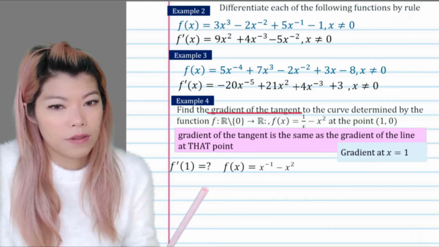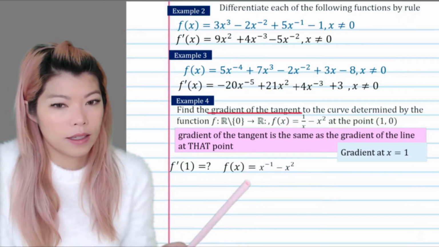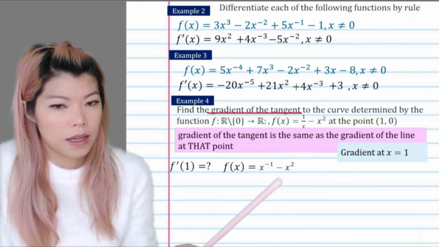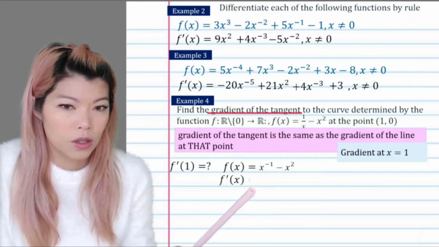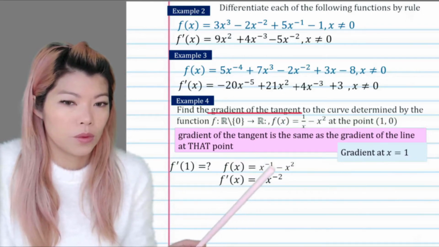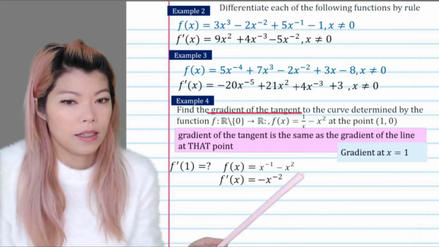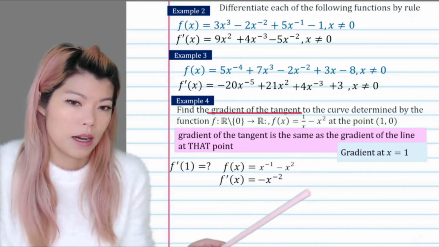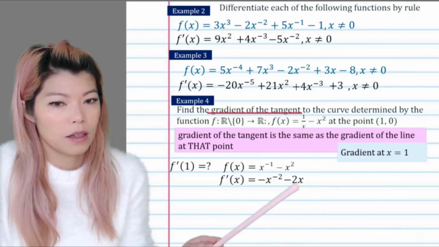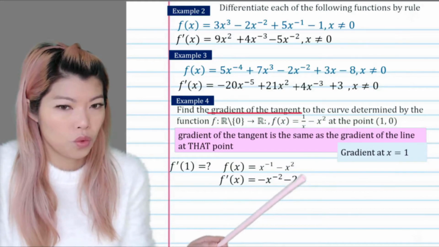So first derive it. I'm going to write 1 over x as x to the minus 1. So that makes it easier for me. So I'll bring the minus 1 to the front, and the minus 1 minus 1 is minus 2, and then minus x squared becomes minus 2x, and 2 minus 1 is just 1.